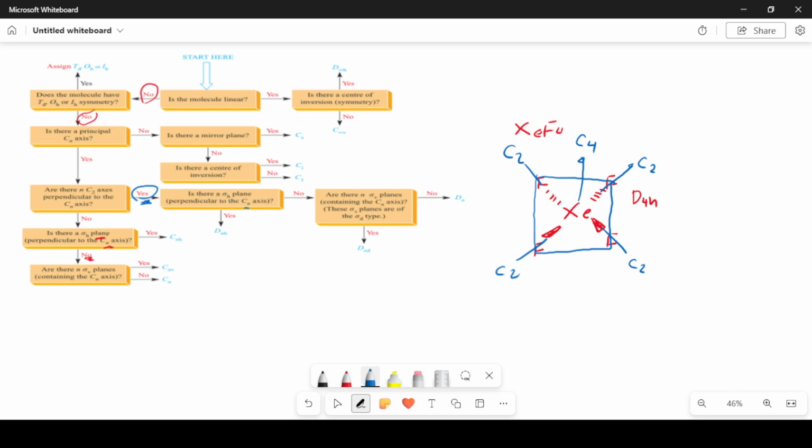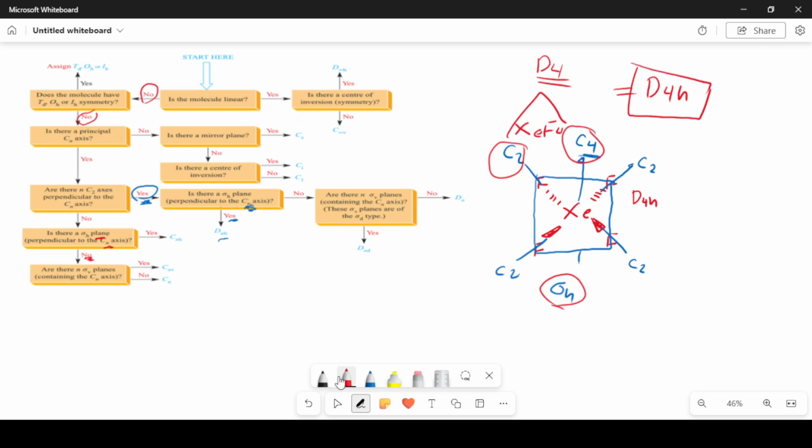Is there a sigma h plane perpendicular to the Cn axis? Yes, di ba? So, yun yung sagot natin, C4. Meron tayong sigma h. So, combining the sigma h and the C4 and the C2, di ba? This one, siya ay magiging D4. So, combining the D4 and the sigma h, we will have a D4h point group. Okay? So, that's it for number 2. Nagkamali lang ako kanina. So, sorry for that. I hope it clears up the confusion.